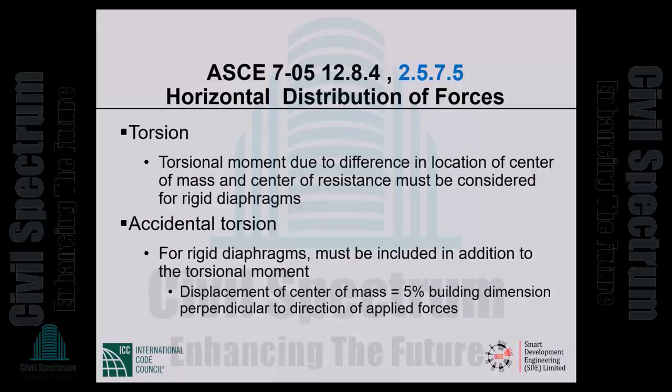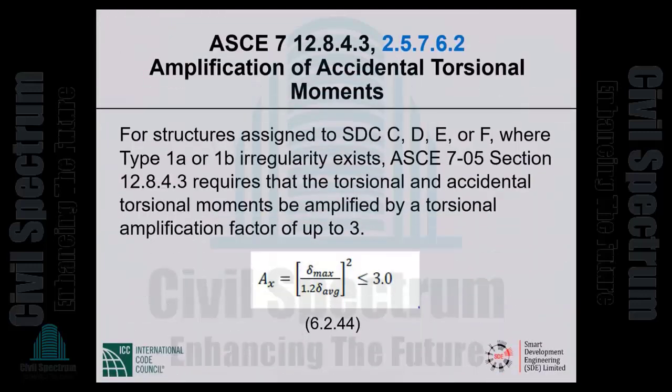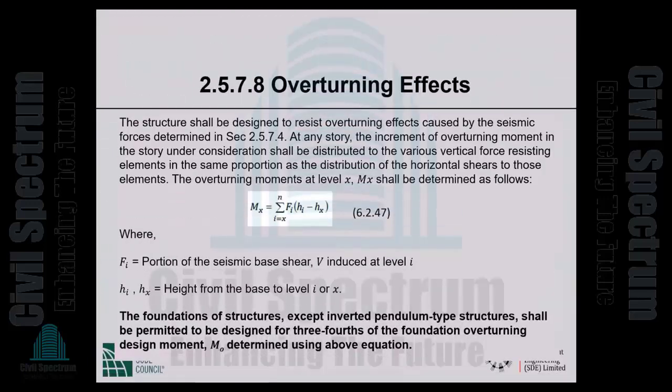So 5%, I told you what accidental torsion is. Now, if we have a torsionally irregular building, which we will discuss at length tomorrow, we are required to amplify accidental torsion by a factor of up to 3, and we will look at that in more detail tomorrow. So if it is a torsionally irregular building, we will have to design for actual torsion plus accidental torsion amplified by an amplification factor that can be up to 3.